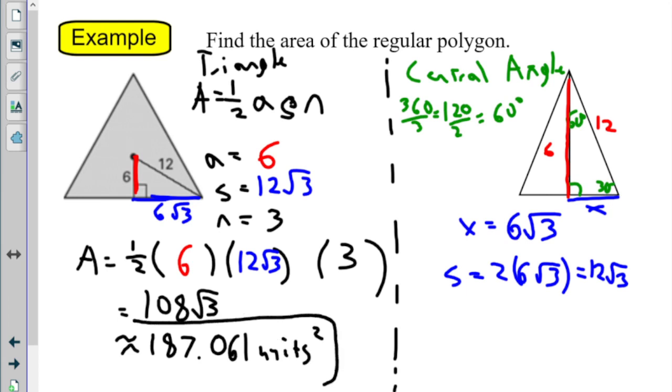So again, I followed that same process. Write down the information you already have, get your central angle, figure out your missing piece, plug it all in. That's the steps that you want to follow each time.